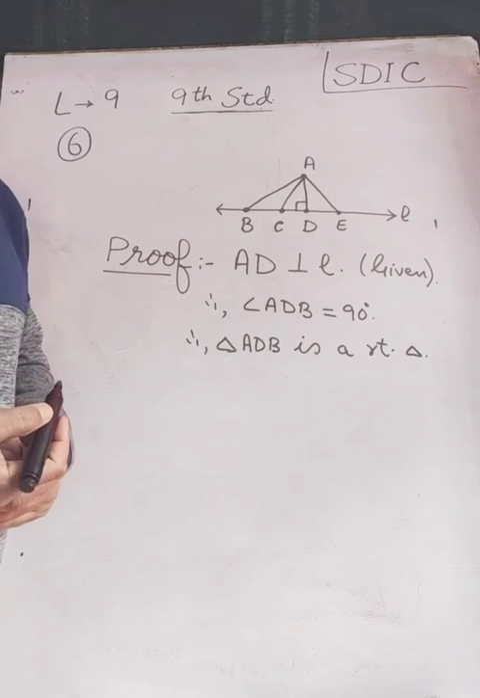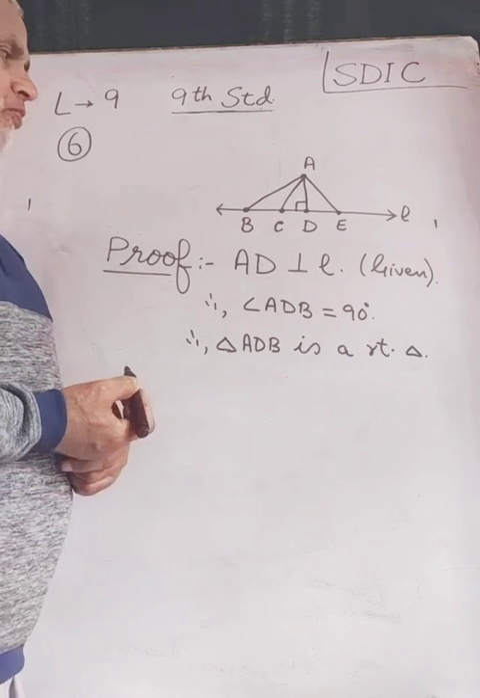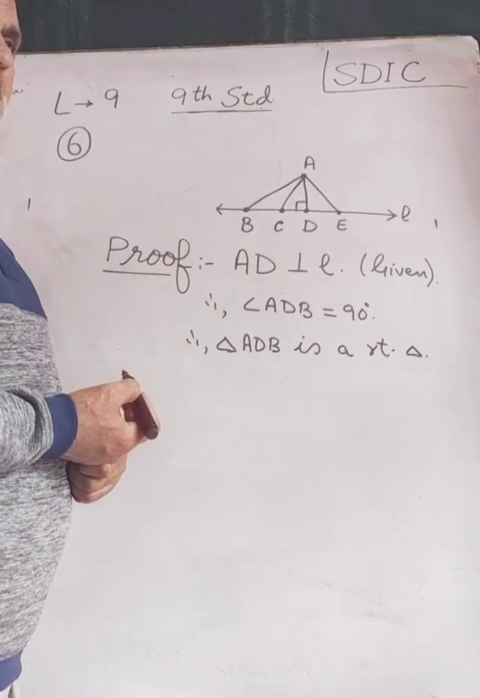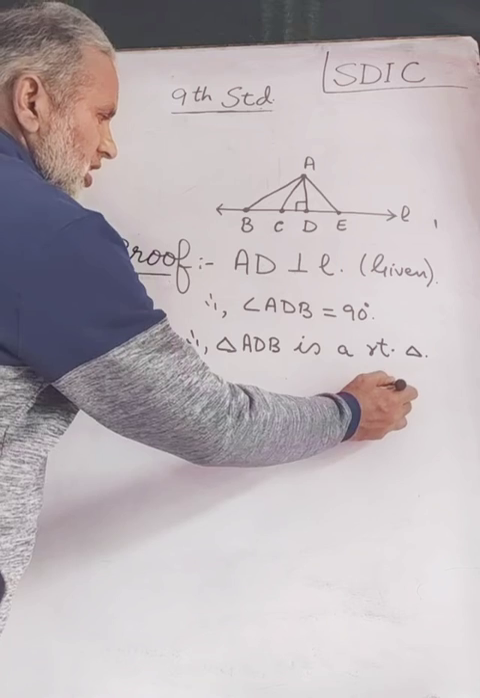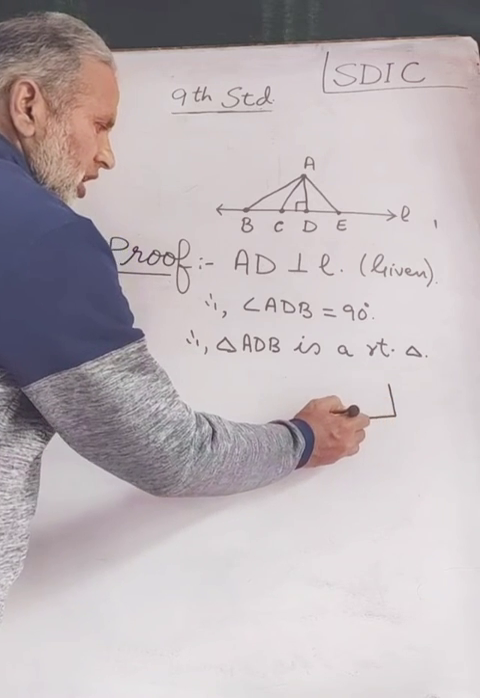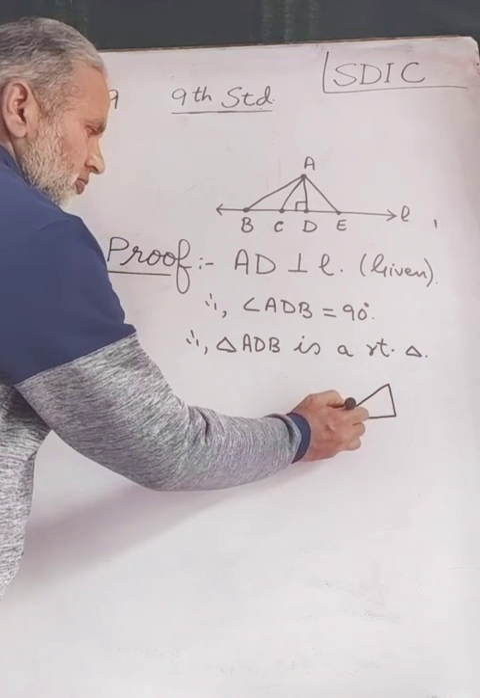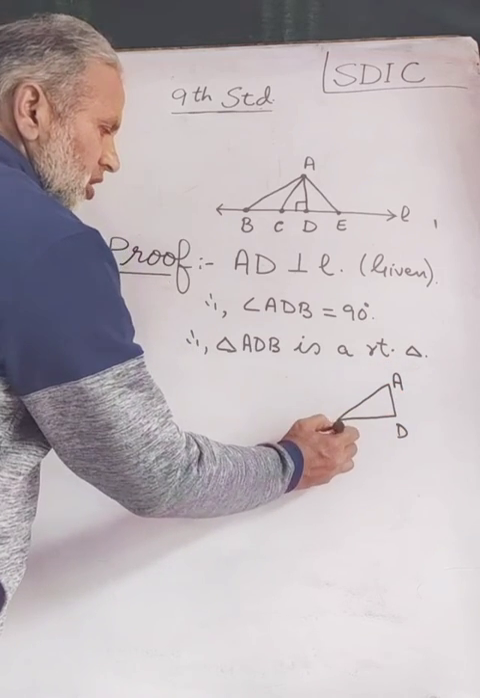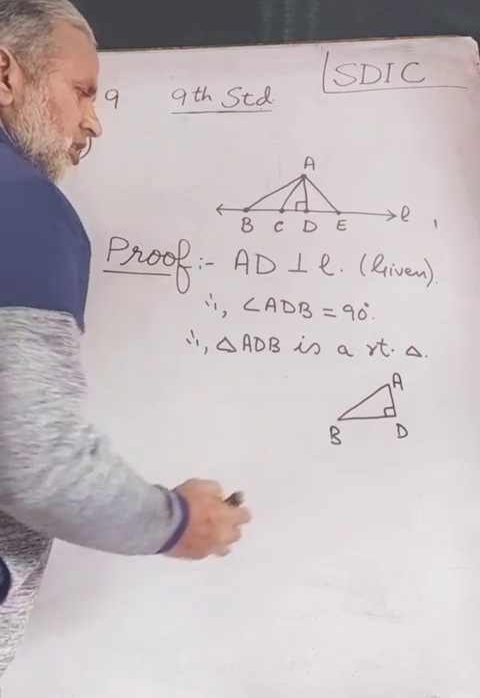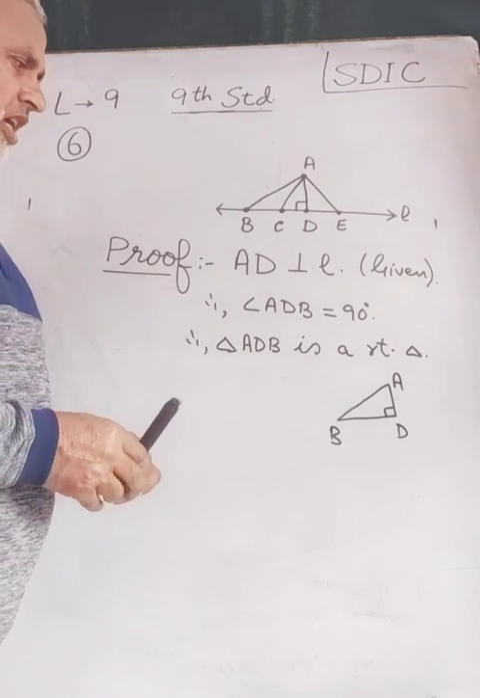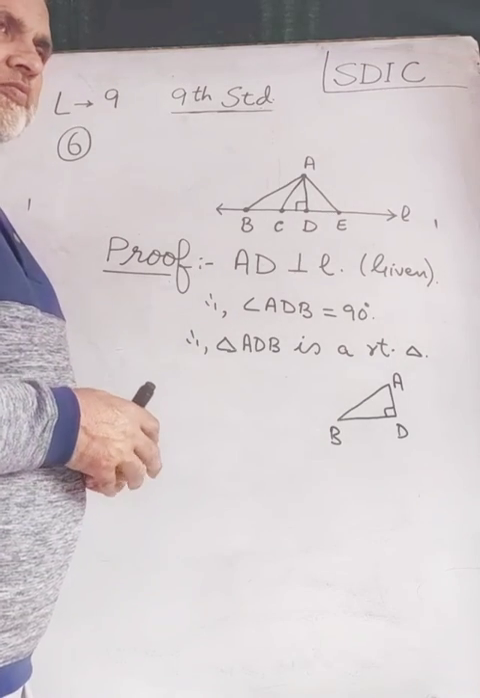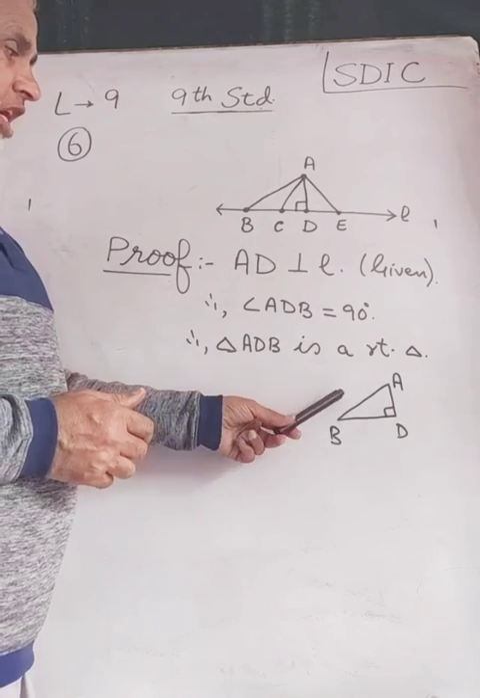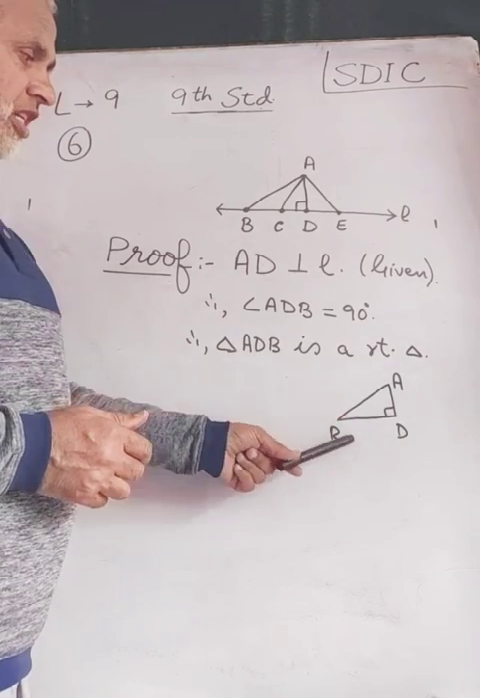In question number 1 of this exercise, we proved the hypotenuse is the longest side of a right triangle. Look at this right triangle that we have got, ADB. A is here, D is here, B is here, this is the right angle. Now in this right triangle, AB is the hypotenuse. Therefore, according to question number 1, which we have already proved, AB will be the longest side of the 3 sides of this triangle.